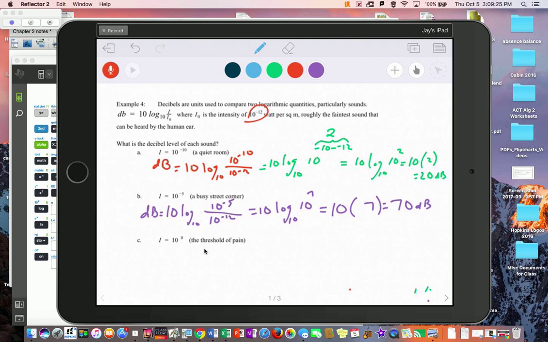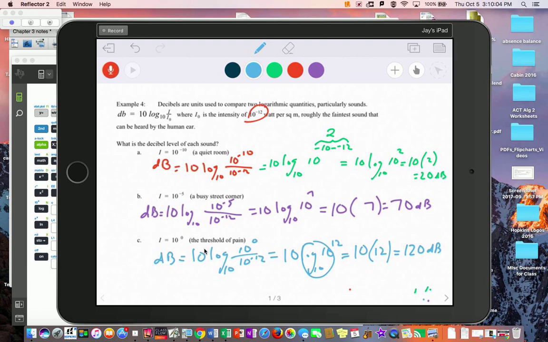And then pain starts happening with an intensity of 10 to the 0. And 10 log base 10, 10 to the 0 goes on top, 10 to the negative 12 is on the bottom again. And so this is 10 log base 10 of 0 minus negative 12, which ends up being 10 to the 12. And again, log base 10 of 10 to the 12th goes away, so it's 10 times 12, or 120 decibels. So the threshold of pain is something that would register 120 decibels.